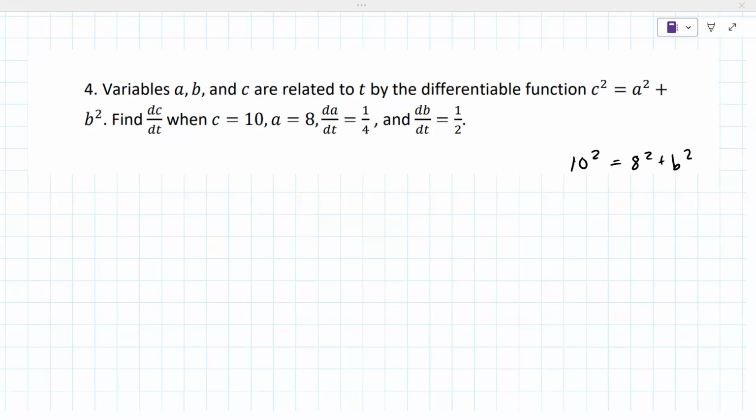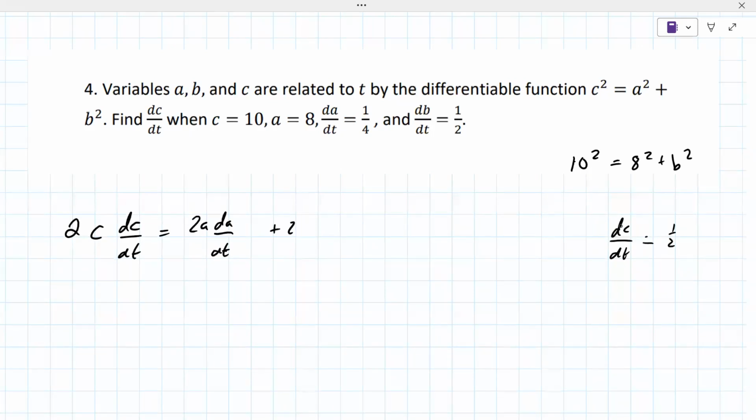Okay, I got dc/dt equals 1/2. Okay, so your derivative is 2c dc/dt equals 2a da/dt plus 2b db/dt. And since they're all divisible by 2, I would get rid of that 2. Yeah, that's what I did. Simplifying if you can. Good. And you gotta make sure you know what you're solving for, which is dc/dt.